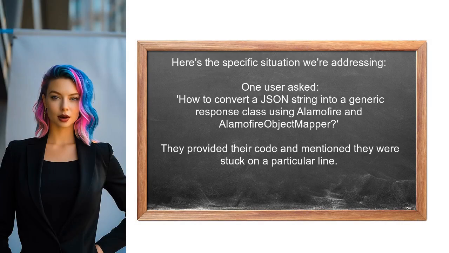Here's the specific situation we're addressing. One user asked how to convert a JSON string into a generic response class using Alamofire, an Alamofire object mapper. They provided their code and mentioned they were stuck on a particular line. Sound familiar? Let's work through this together.